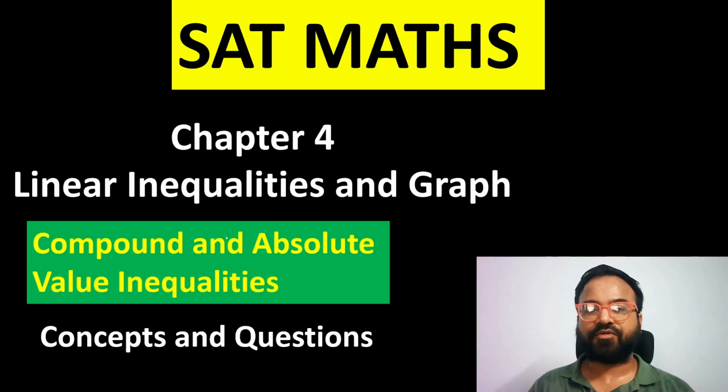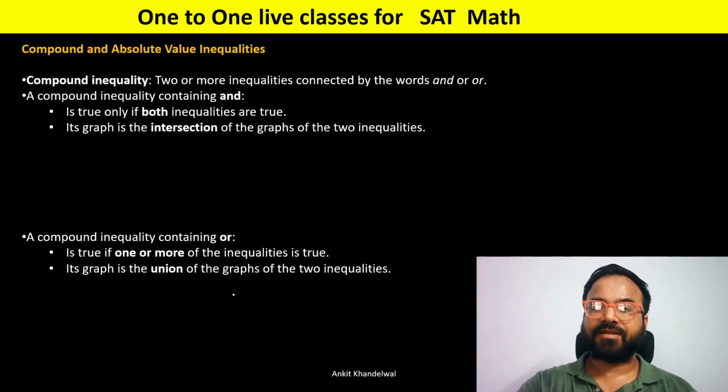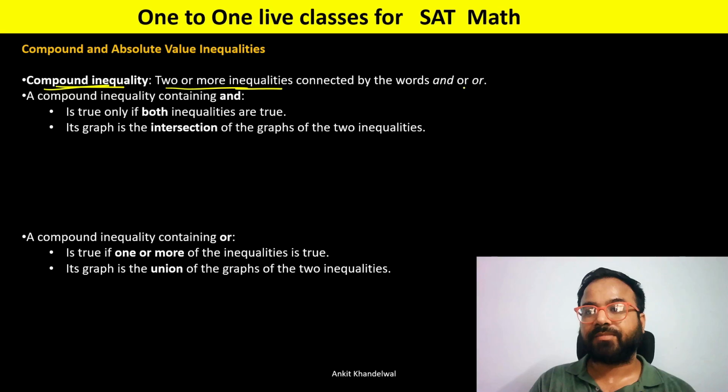This is chapter number 4, part 3, compound and absolute value inequalities. So, first of all, what is a compound inequality? Compound inequality means two or more inequalities when they are connected by the word and or the word or. Whenever the word and or or is written between the two inequalities, that is called a compound inequality. Now, what is the meaning of this and?